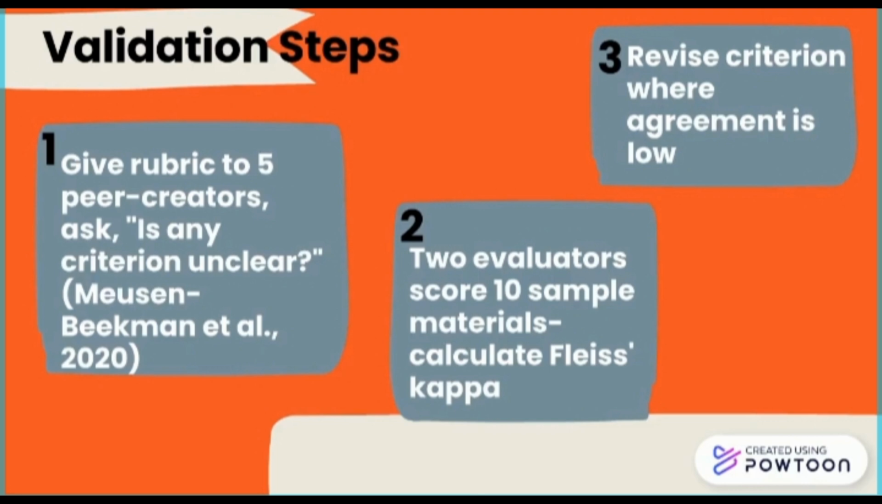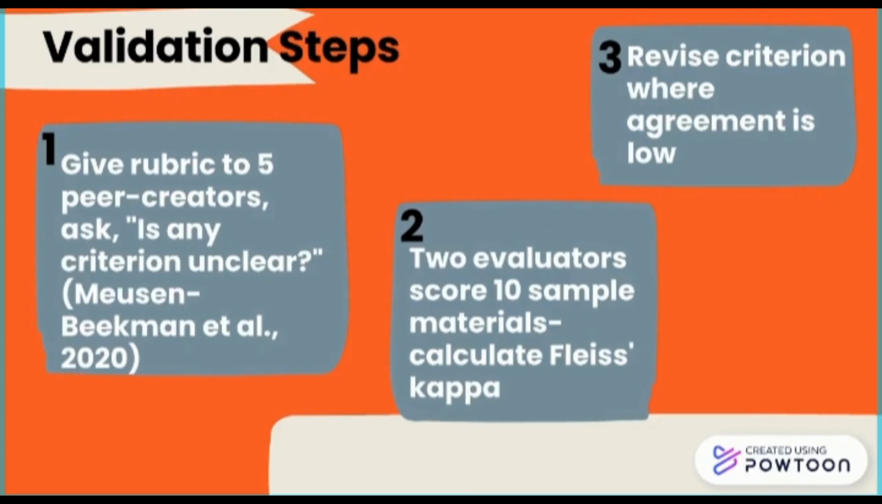Step 2. Have 2 evaluators independently score 10 sample peer-created materials using your rubric. These samples should range from poor to excellent. Then calculate percent agreement and kappa. If your kappa is below 0.75, you have a problem.